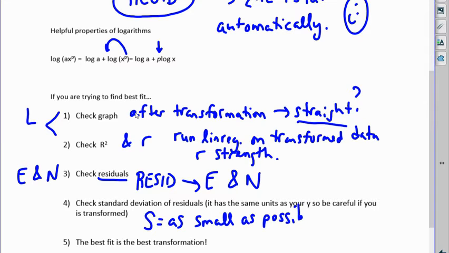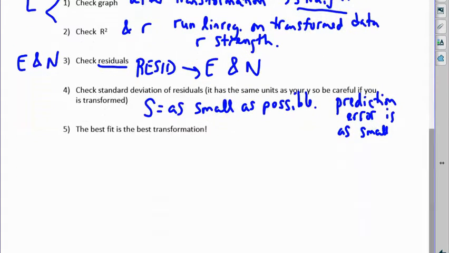Possible. And that, of course, has the same units as Y, and that would just mean that your prediction error is as small, whoops, I bet you can't see that, as possible. All right, and then when you feel like you have the best transformation, just go with it. So we're going to do that for this next page. I'm going to show you how I might run through this and find out what's the best prediction.